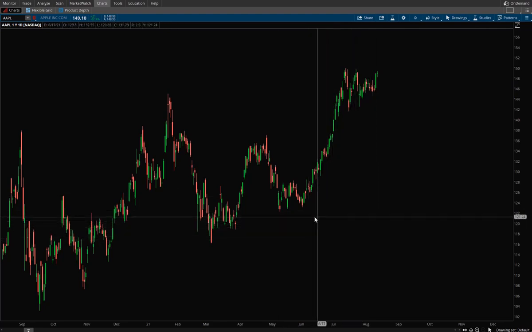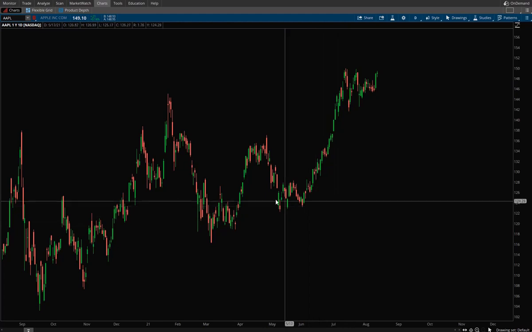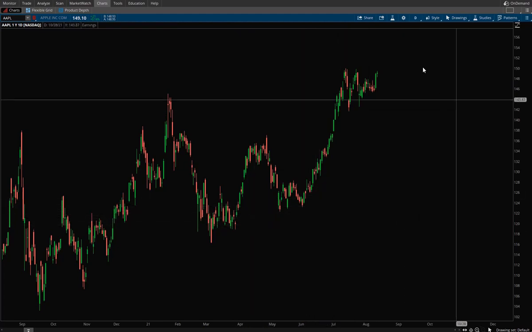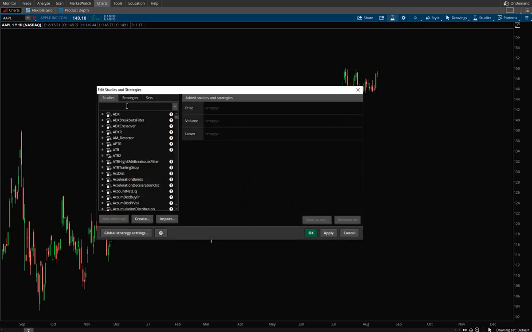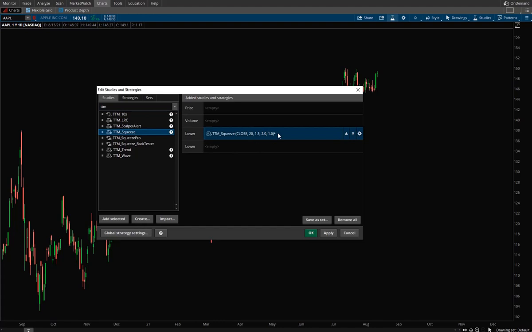First and foremost, I'll show you how to actually get it on your Thinkorswim platform. So we go up here to the Edit Studies tab, we click that, we come into Studies, we type in TTM, and it should be right here. It's called TTM Squeeze. Double click that. It'll populate this lower column, and we hit Apply.